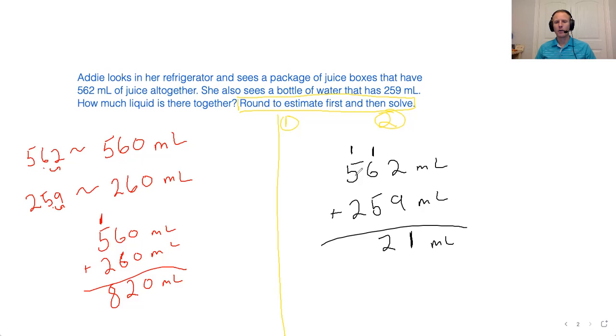Now I have 100 and 500 is 600, plus 2 more hundreds is 800. So I get a result of 821 milliliters. So my estimate was extremely close in this case.